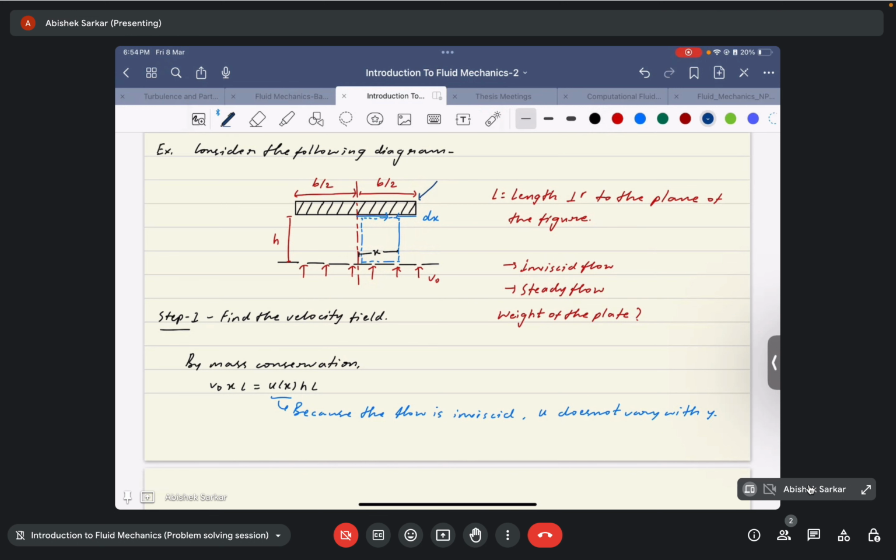So L is the depth of the plate. Okay, so v naught into x into L is equal to, so area would be x into L, right? So v naught into x into L, v naught is constant, is equal to u of x h into L, right? So this area would again be h into L, right? And here the velocity is ux, say it is ux.